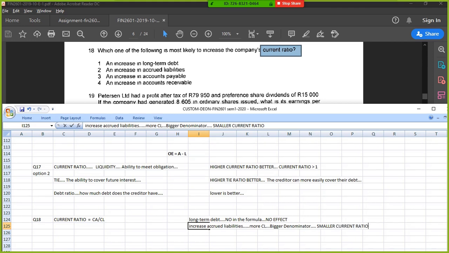So it won't be this one as well. Yes, this one's incorrect. It would decrease your current ratio.